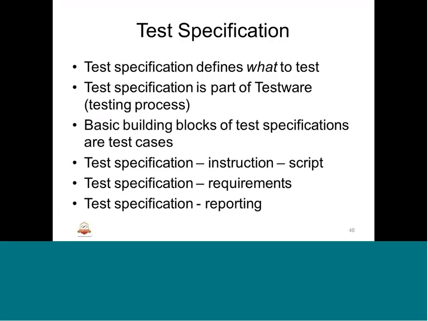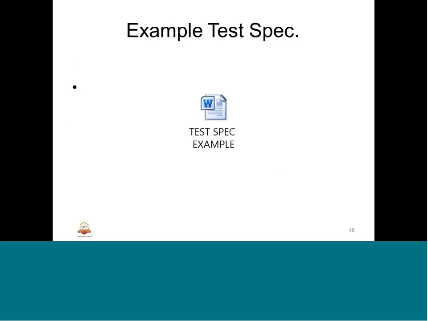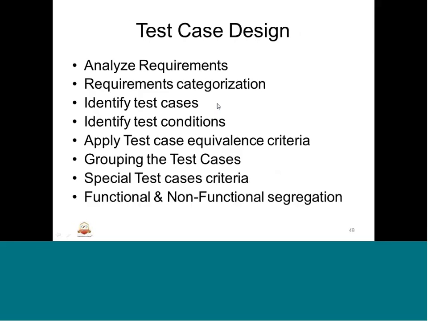Okay, so what is test specification? The specification defines what to test. Test specification is part of the test layer, that is nothing but some of the testing elements or a process. Basic building blocks of test specifications are test cases. Test specification will have an instruction, how to use the state and all that. Test specification will have requirements highlighted. Test specification will result in reporting how much is covered, how much is pending, etc. So today we will go through an example of test specification.